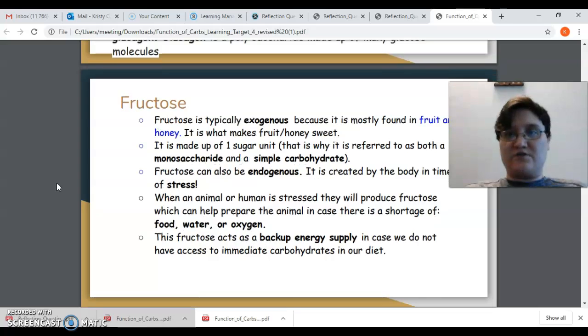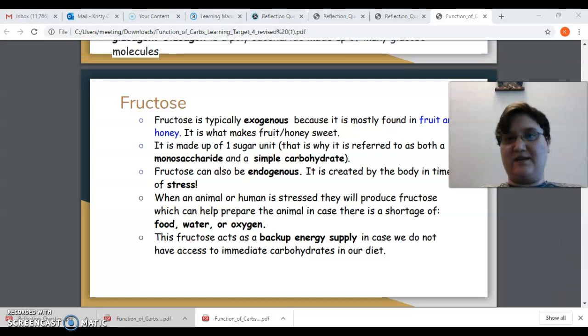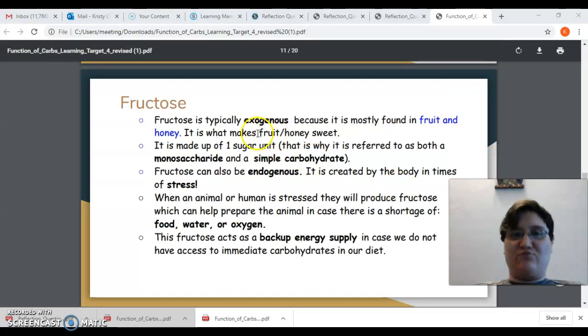All right, fructose. When you hear fructose, I want you to think fruit, FR. Fructose is typically referring to exogenous fructose found in fruit and honey. Again, it's a monosaccharide, so it's made up of one unit. It's a simple carb. It can also be endogenous.